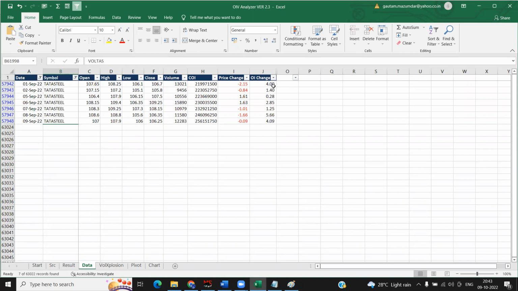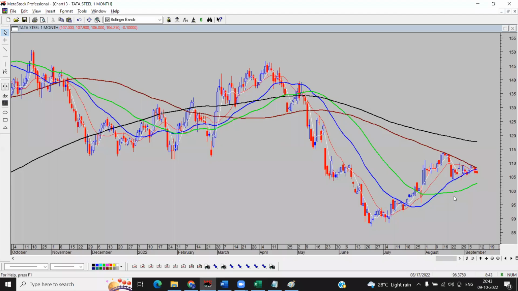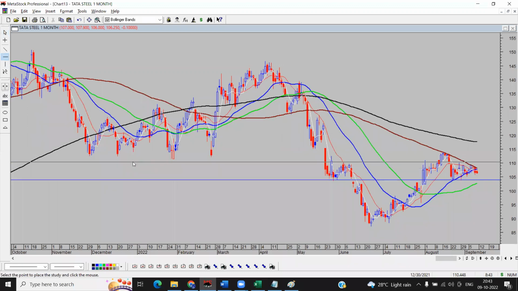Quite appreciable open interest buildup in the entire last September, and the stock is flat. So I am expecting quite a big move. Let the move begin, I am there. It can be any side.